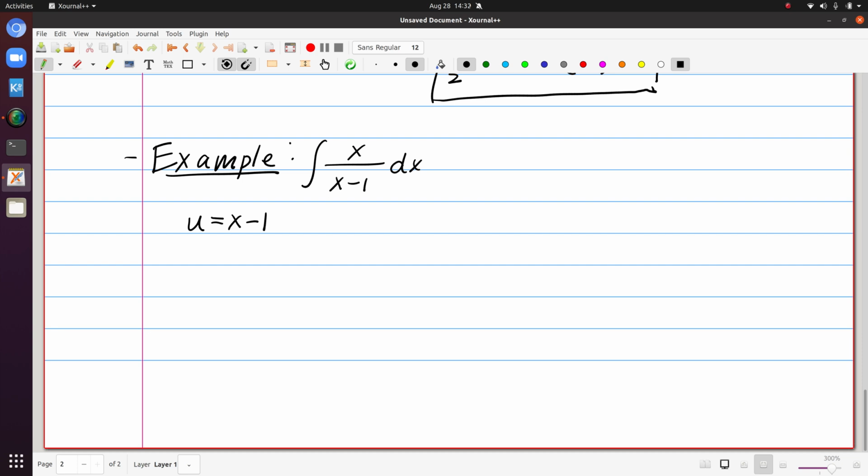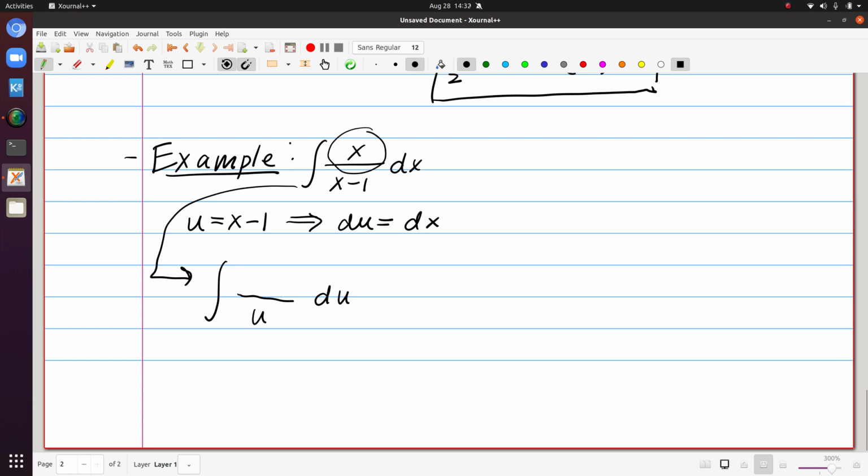But that doesn't at first glance seem like it's going to be useful. du would then be dx. And if I think about trying to rewrite this, I have the integral, I can put u here and put du here, but it seems like this is going to be a problem. You don't ever want to end up with two variables in your integral.